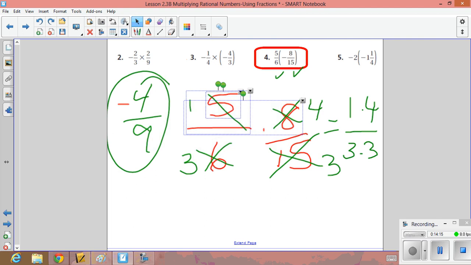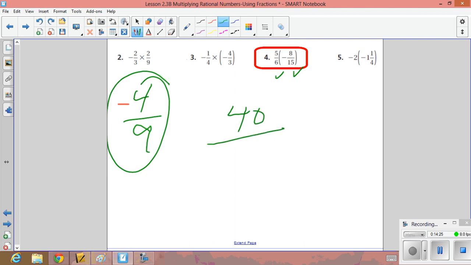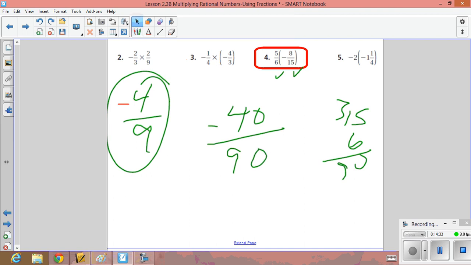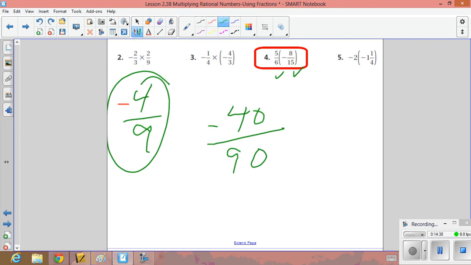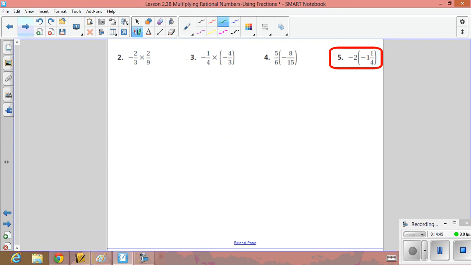And those of you who do not like to cross-reduce, 5 times 8 is 40. And 15 times 6 is 90, negative, because my signs are different. And then I can divide by 10. You can actually just cross the zeros out. You're left with negative 4 over 9.